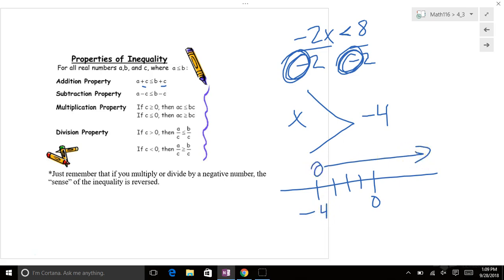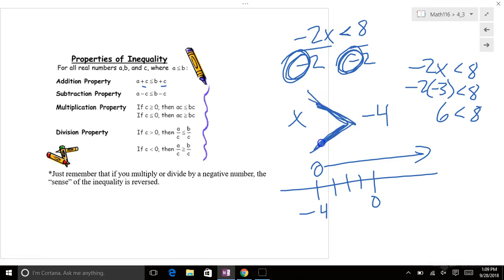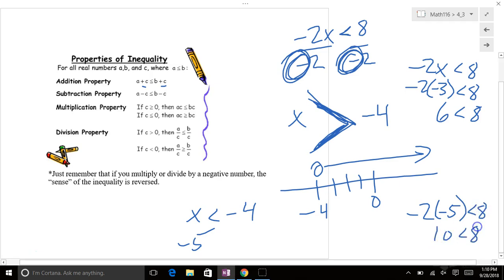So like negative 3 should work. Negative 3 should be a solution to this original inequality. Is 6 less than 8? You bet it is, right? But if I had not switched this to the other way around, from a less than to a greater than, I would have had x is less than negative 4. And now some numbers less than negative 4, like negative 5, for example, would be an example of a possible solution. Well, if I plug that into the original, 10's not less than 8. That's not true. So that's why you gotta switch it.